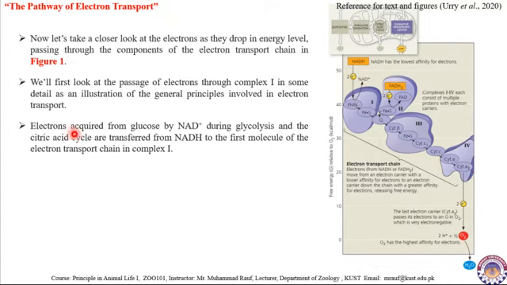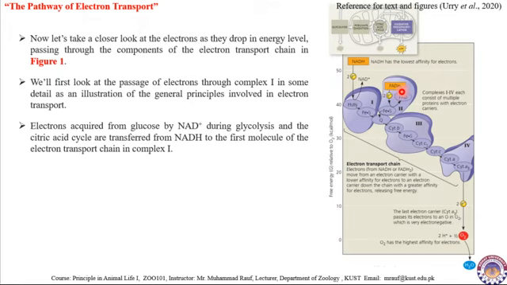So electrons acquired from glucose by NAD during glycolysis and the citric acid cycle are transferred from NADH to the first molecule of the electron transport chain in complex 1. Now remember one thing, that in the first two stages there were two different types of electron carriers. The first one was NADH and then in Krebs cycle it was FADH2.